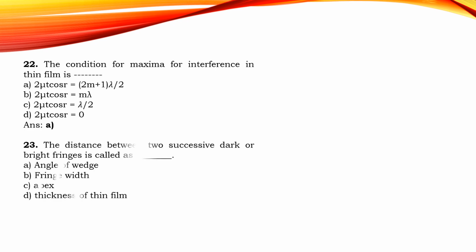Next is the distance between two successive dark or bright fringes is called as, and the options are angle of wedge, fringe width, apex, thickness of thin film. And the right answer is option B, fringe width.